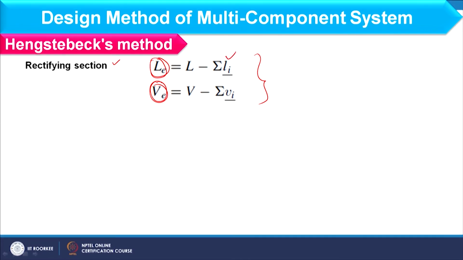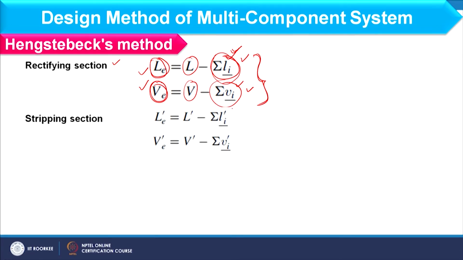And here we have summation Li and summation Vi, which are basically the limiting flow rates of non-key components. If I deduct these from the total flow rate, I can find out the flow rate of key components. We are considering this in the rectifying section only, and therefore Li and Vi are basically considered for the non-light key components.